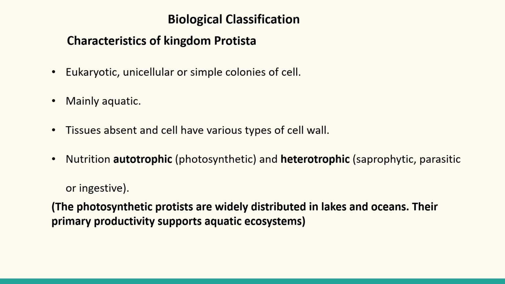Nutrition can be autotrophic or heterotrophic. If it is heterotrophic, then saprophytic, parasitic or ingestive type is present. The photosynthetic protists are widely distributed in lakes and oceans. They are primary productivity and support the aquatic ecosystem. They do the process of photosynthesis. Okay, and so they are very important for the aquatic ecosystem as well as the whole biosphere, because they produce oxygen.